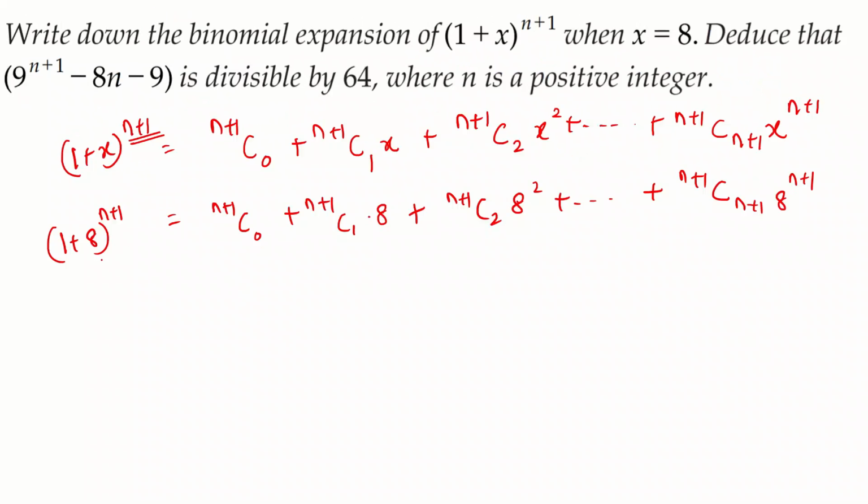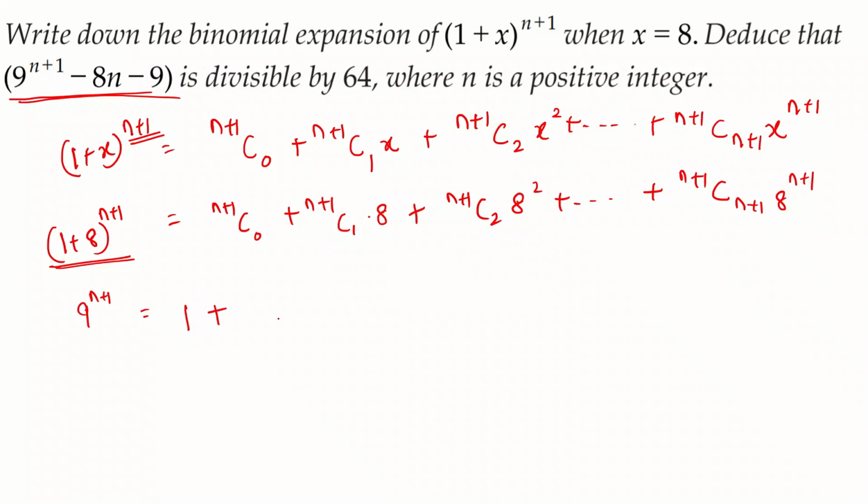So now we have to prove the second part, that this thing is divisible by 64. So let's first of all try to find out the value of this thing. If you observe, this can be written as 9 to the power of n plus 1 is equal to n plus 1 c0, which can be written as 1, so I write it down as 1.